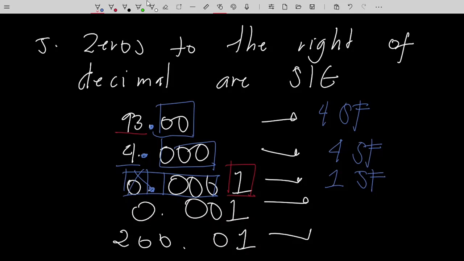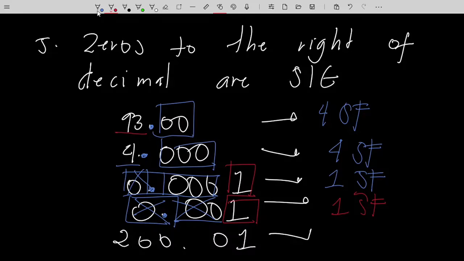How about the fourth example? Again, count all the non-zeros. We have your 1 again. And we all know your 0 right here is an example of a leading zero. Leading zero is not significant. And so if it's not significant, the following zeros right after the decimal point will also not be significant. So here we only have one significant figure.